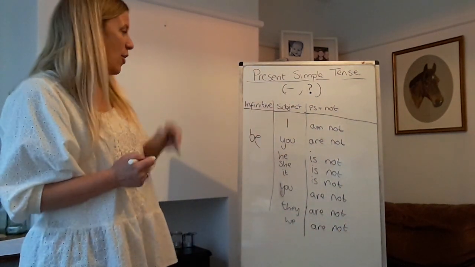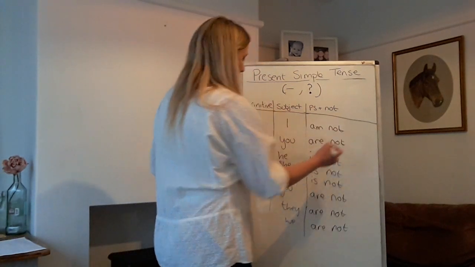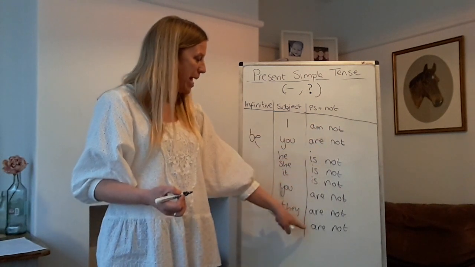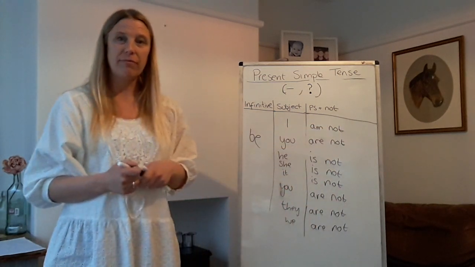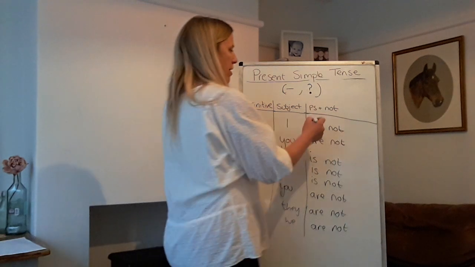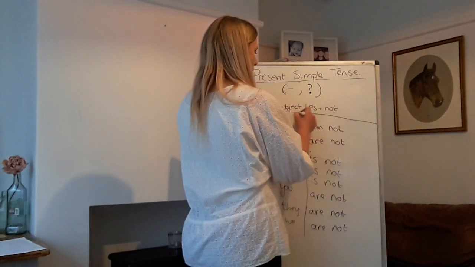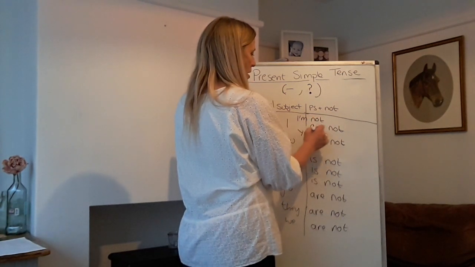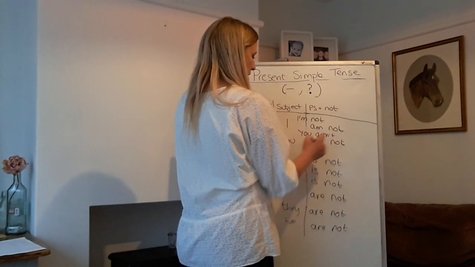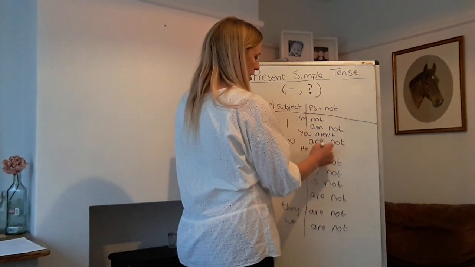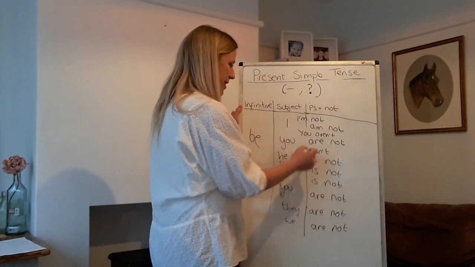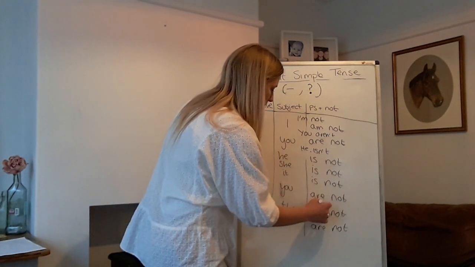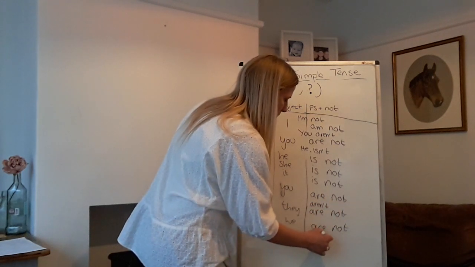Okay? So with the verb to be in the negative, we use the present simple form of be plus not. And they can be shortened as well. So it becomes I'm not. You aren't. He isn't. She isn't. It isn't. You aren't. They aren't. And we aren't.